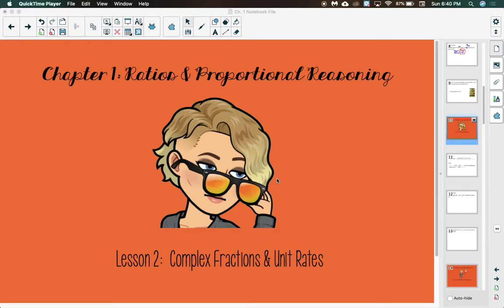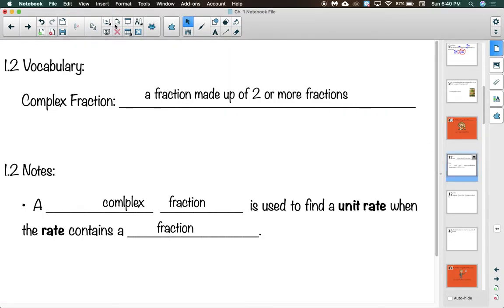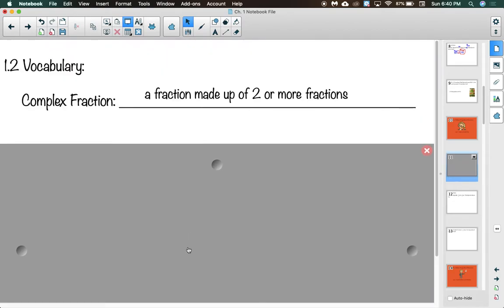All right, so this is Chapter 1, Lesson 2, Complex Fractions and Unit Rates. And you should recognize the word complex fraction from Chapter 0, so you'll see how they come in handy again here in Chapter 1. So our vocabulary for the lesson: complex fraction is a fraction made up of two or more fractions. So we could write a couple examples here, maybe the example 1/2 over 3/5.